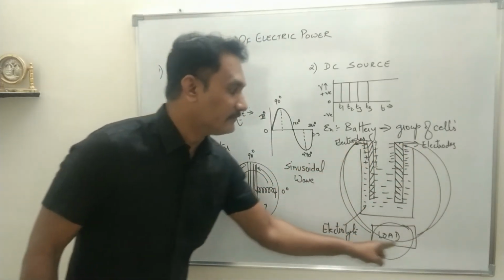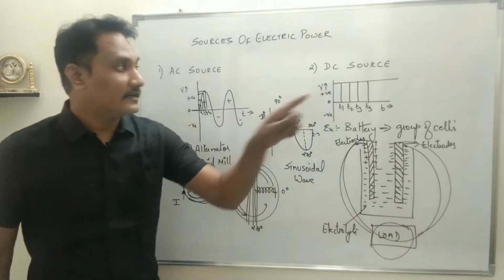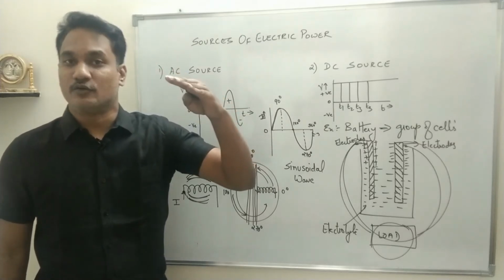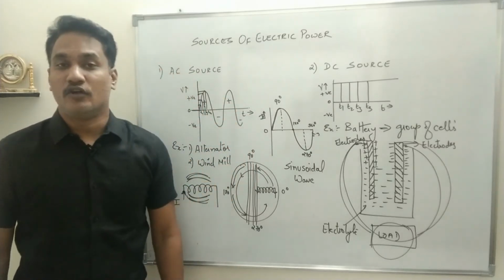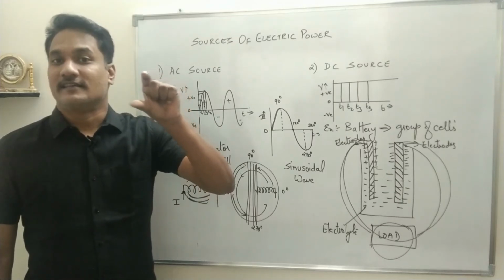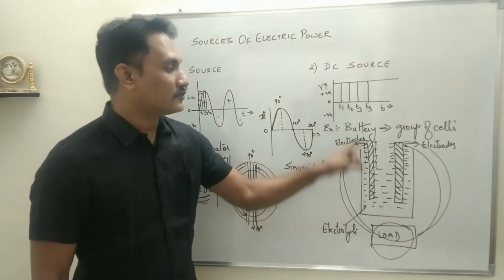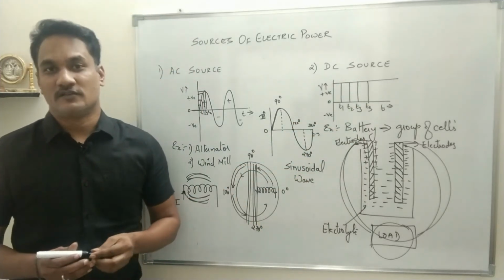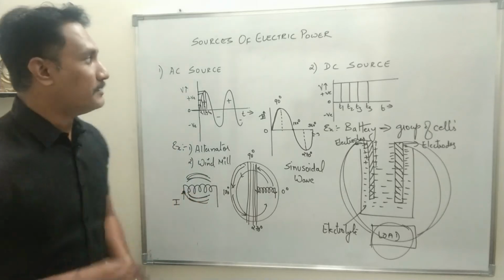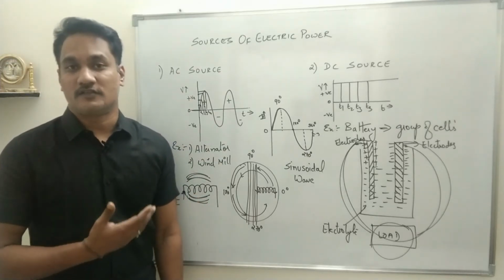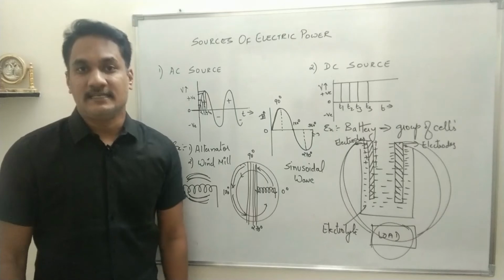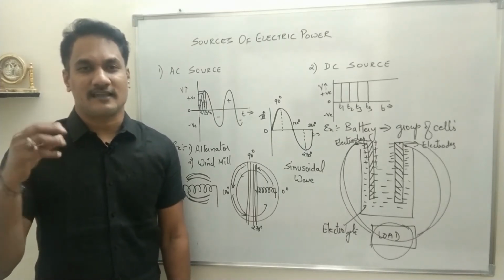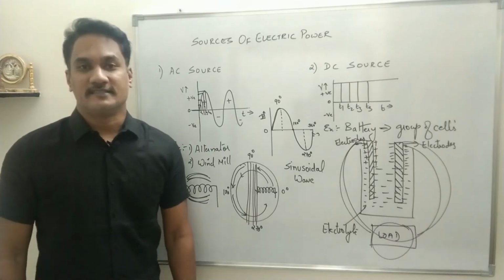It will move from positive to negative, so direction of current remains same, and the magnitude also, the magnitude means the amplitude of the voltage source will also remains the same. So that type of source which produces such an arrangement is called as DC source. So this is what is the basic idea of sources of electrical power, which is AC and DC source. I hope you have got a slight idea about what I am trying to say.